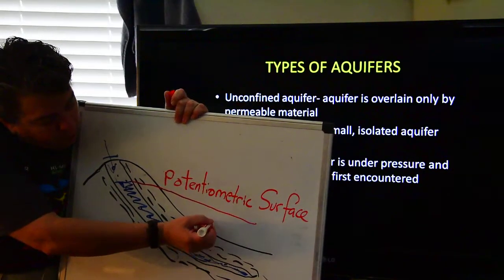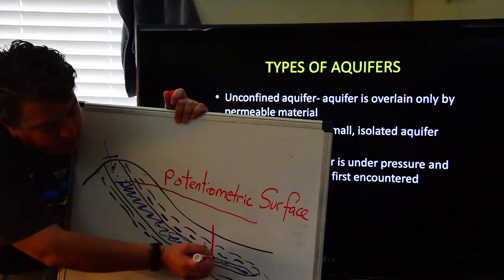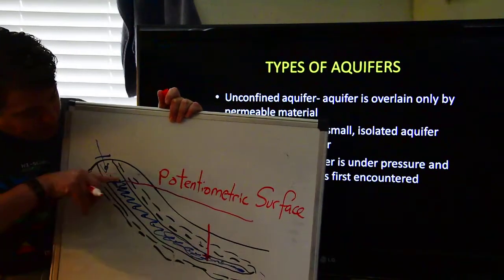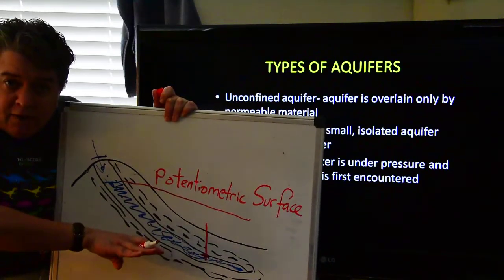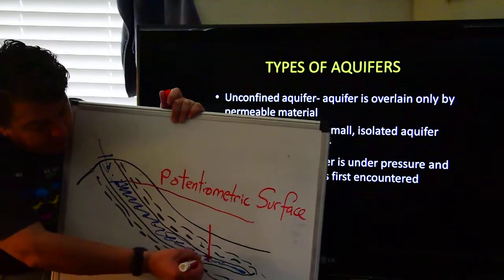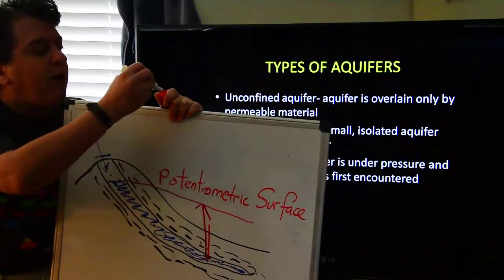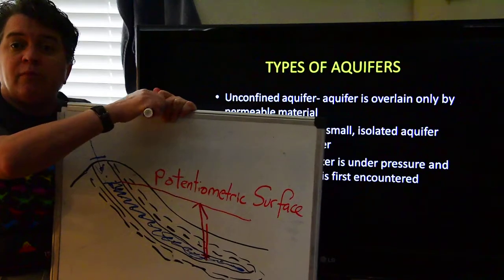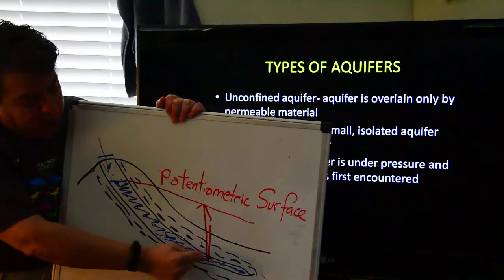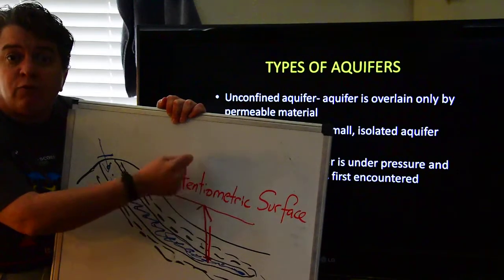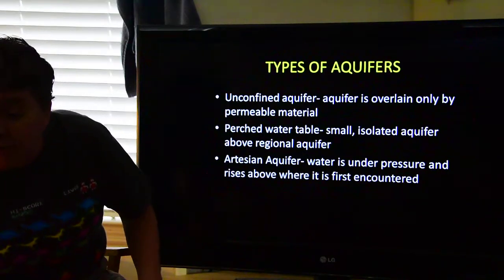So if I drill a well here into that aquifer, I run into water there. But the water's above here, it's pushing down on it. That's the pressure I'm talking about. So this water is actually going to rise all the way up to the potentiometric surface. That's an artesian aquifer. The water is under pressure and it rises above where we first encounter it.